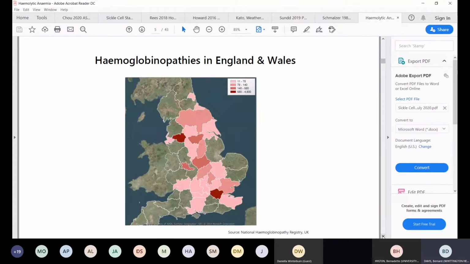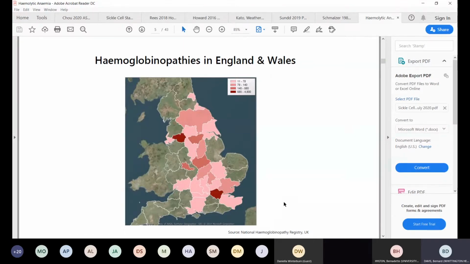This is a map of the hemoglobin disorders in England and Wales, taken from the National Hemoglobinopathy Registry. What it shows here, I don't know whether you can see it, is that London is a major hotspot, as indeed is the Greater Manchester area. There are also high prevalence areas in the Midlands. But apart from that, you can see that large sections of the country are low prevalence areas.